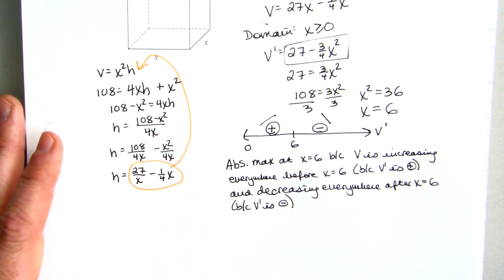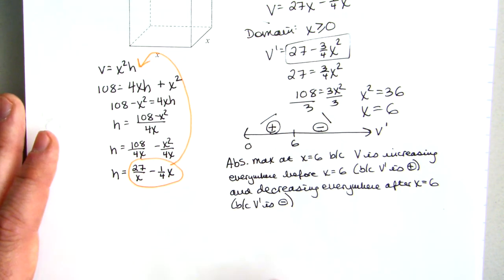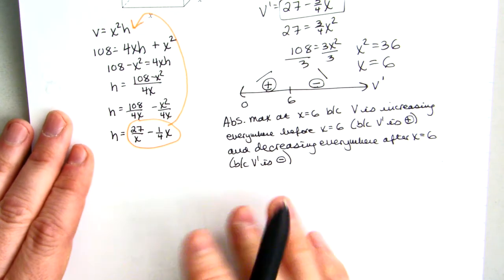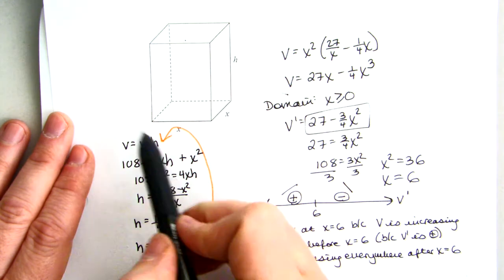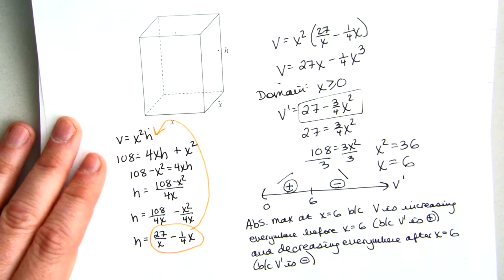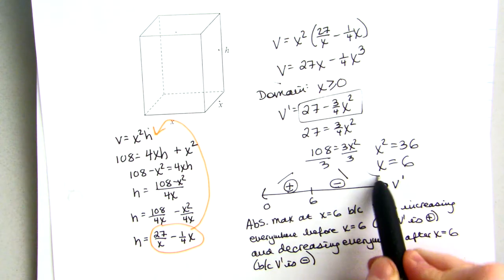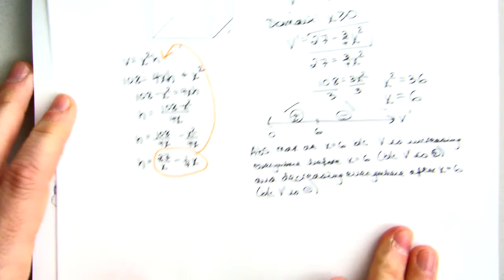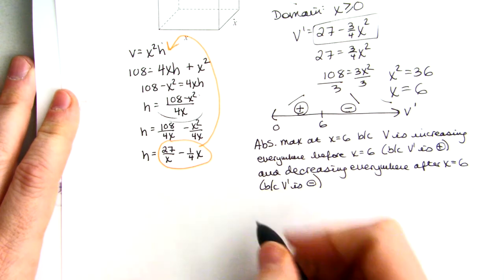I wanted to know the dimensions. Let's see, dimensions, and then the maximum value itself. Well, I know two dimensions. I know x and x. Go find the h. When x is 6, what's h? Got a bunch of options here. I think I'll plug into that one.